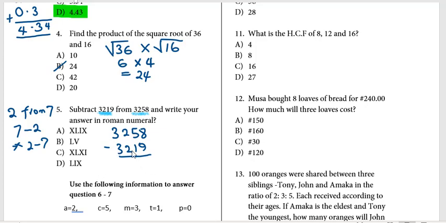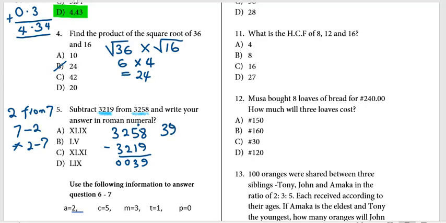So 3258 minus 3219. Let's subtract: 8 subtract 9 cannot actually work, so we come here, take 1, adding here becomes 18. So 18 minus 9 is 9, and then 5 becomes 4, so 4 minus 1 is 3. 2 minus 2 is 0. 3 minus 3 is 0. So we got 39. So we got 39.